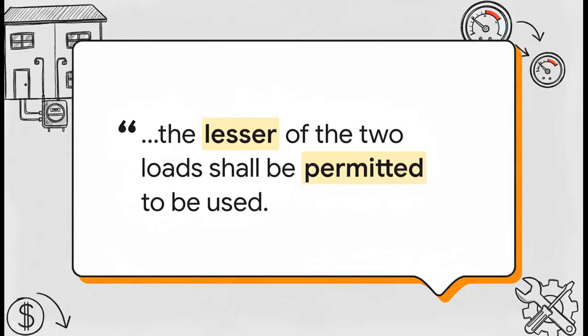And here it is, straight from the 2023 codebook. I know, that is a mouthful of code speak. But hey, don't get bogged down in the jargon just yet. The real magic is in that last little phrase. The lesser of the two loads shall be permitted to be used. That's our green light. It's basically giving us permission to do a little comparison shopping and pick the smaller, more efficient option. So let's break down how we get those two loads.